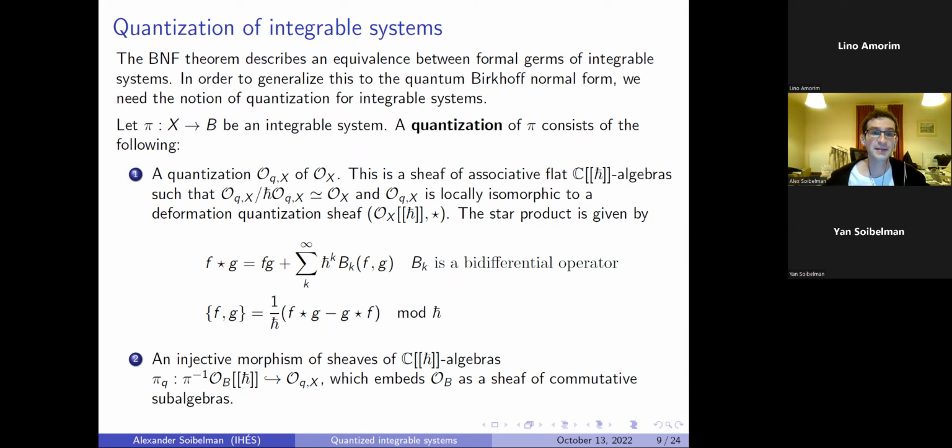So this is a quantization of functions on the total space, and then to finish quantizing the integrable system, I just need to have this morphism that embeds functions on the base into quantum functions on the total space, which is the second part.